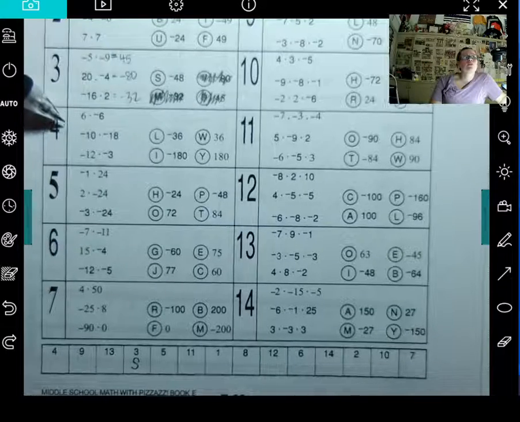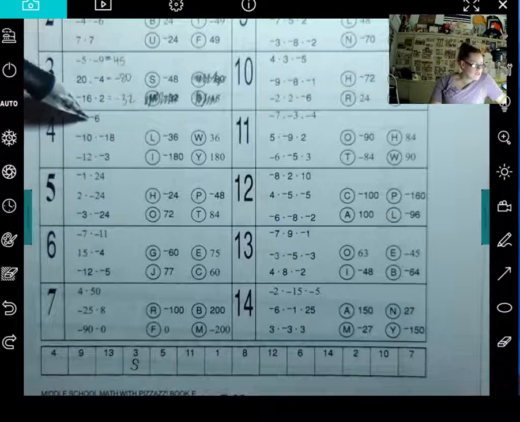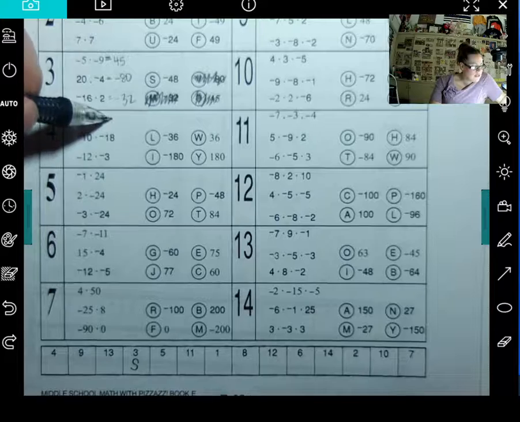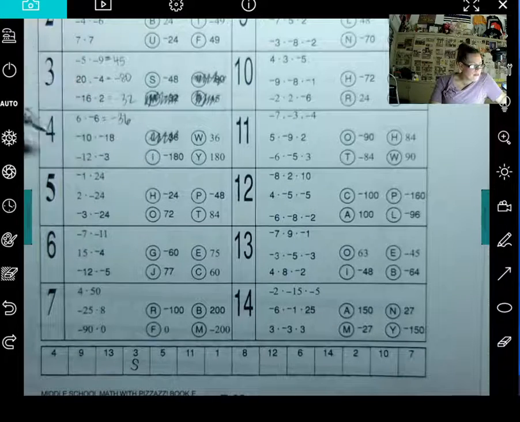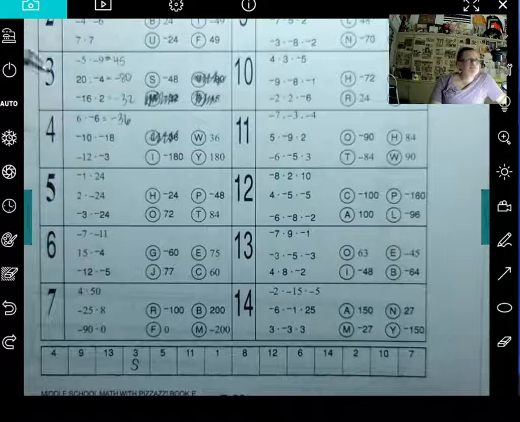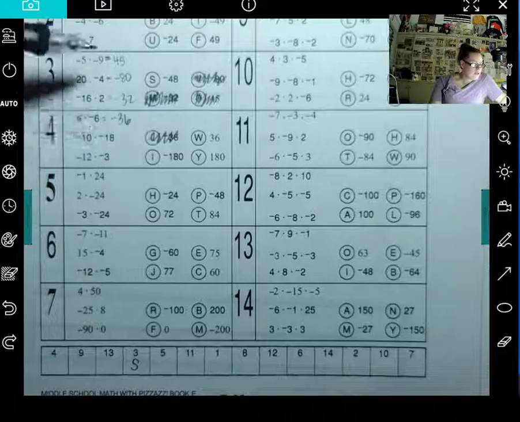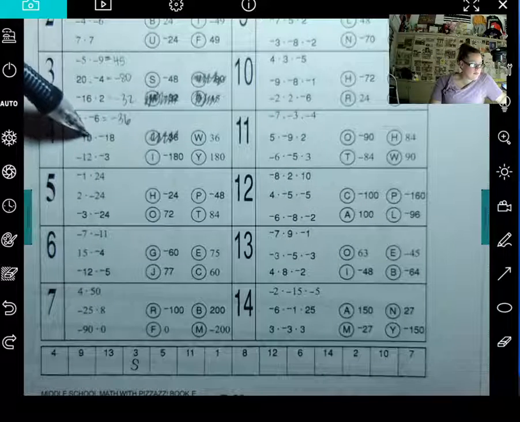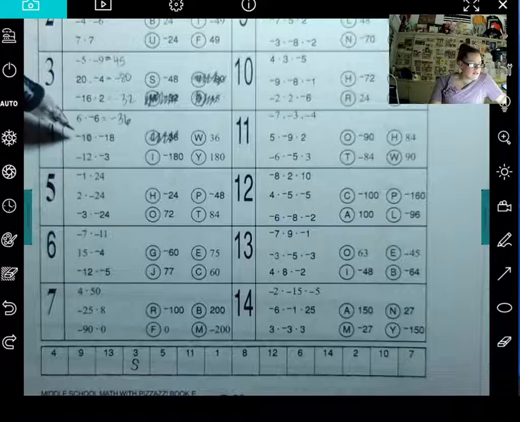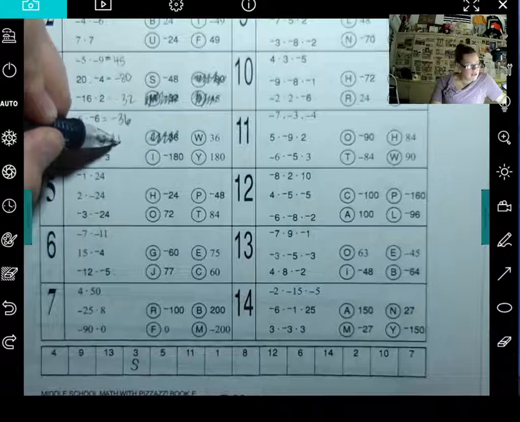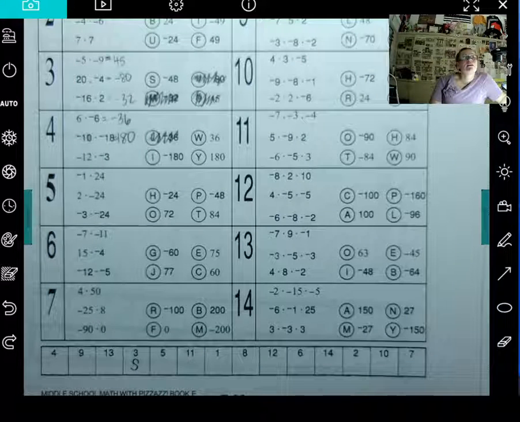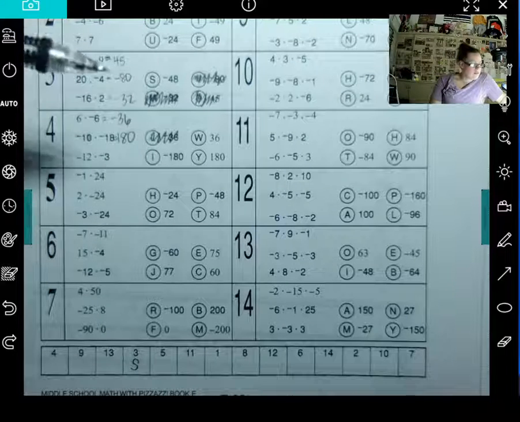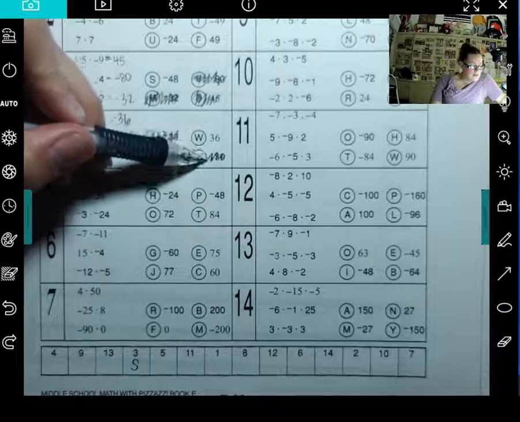Okay, now I'm going to show you number 4. So we have 6 times -6, and that would equal -36. So cross out that L. We have 10 times -18. You know that you can just forget about the 0 for a minute, multiply the 1 and the 18. So -1 times -18 is positive 18. And then we just tack that 0 back at the end. So it equals positive 180, so we can cross the Y off.